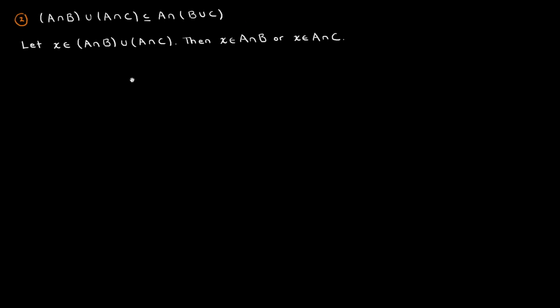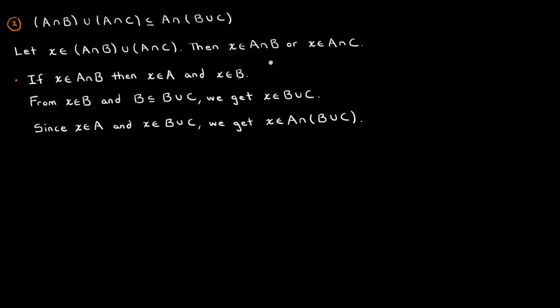Now let's show the other inclusion, that is (A intersect B) union (A intersect C) is a subset of A intersect (B union C). So again, we pick an arbitrary element of the left-hand side, so let X be an element of this set. Then this means that X is an element of A intersect B, or X is an element of A intersect C. And now once again, we will have to consider what happens when X is in A intersect B, or what happens when X is in A intersect C, or what happens when X is possibly in both?